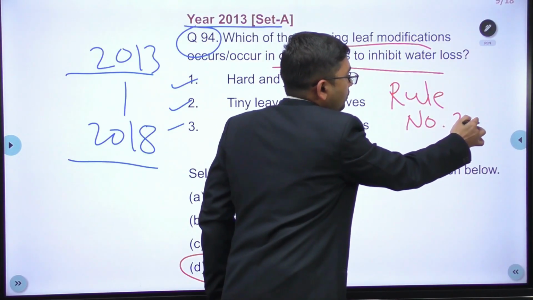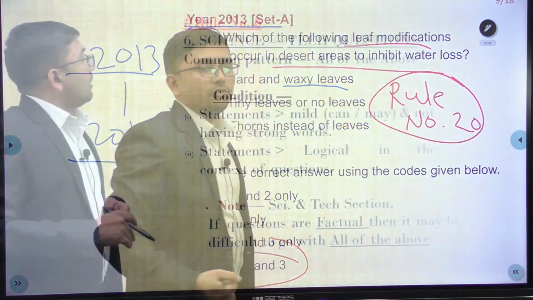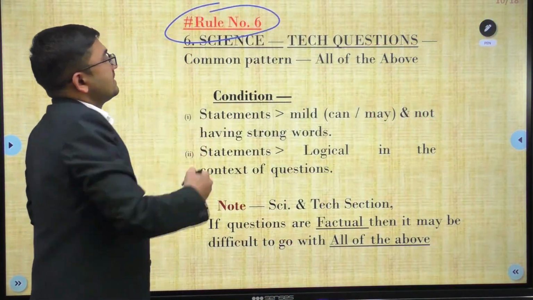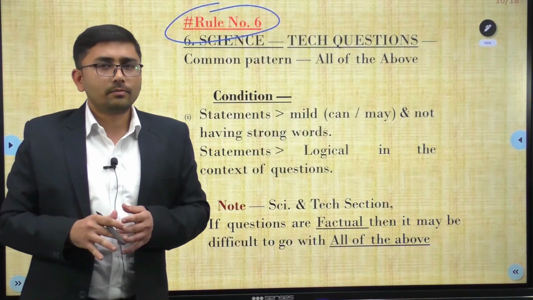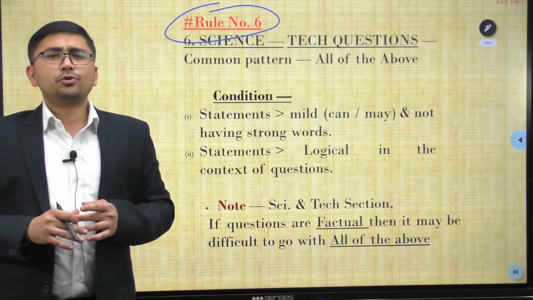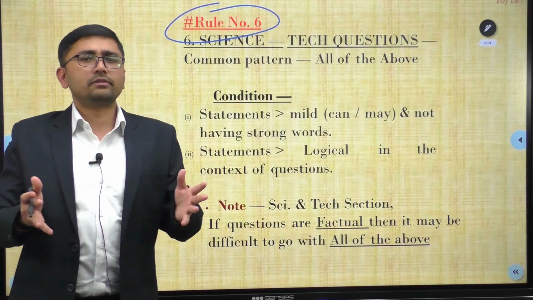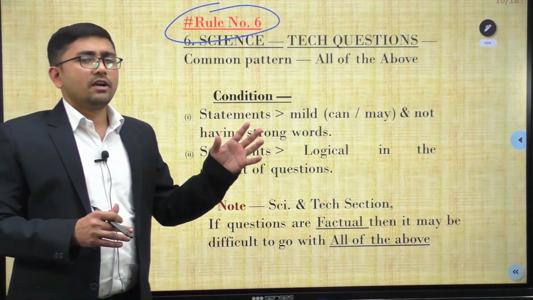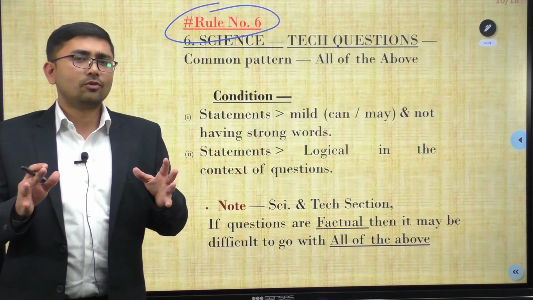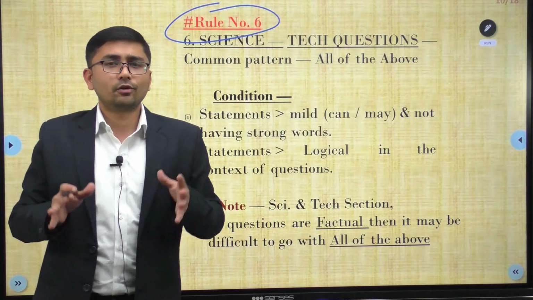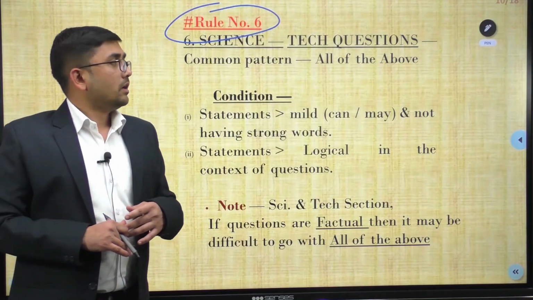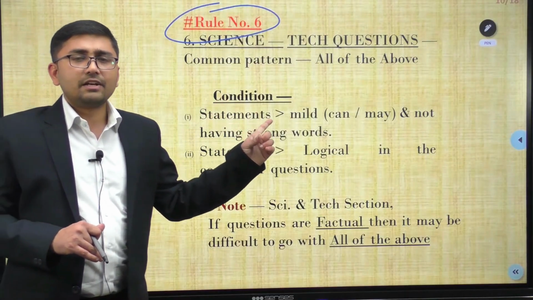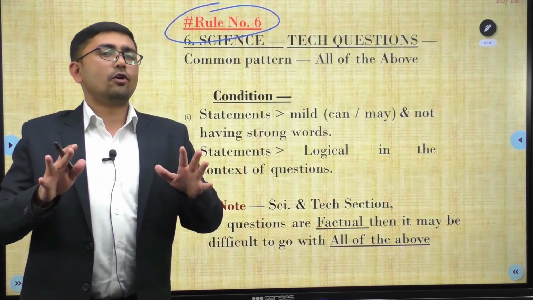You are going to learn that rule number 20. Come to rule number 6. Rule number 6 says that science and technology questions have a common pattern like all of the above. You might have heard from your seniors and various YouTube resources that whenever you come across science and technology questions, all of the above is a common trend. My dear friends, I want to suggest one thing: whenever you come across such questions, don't just think all of the above.